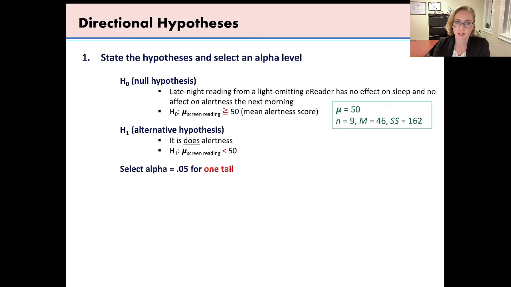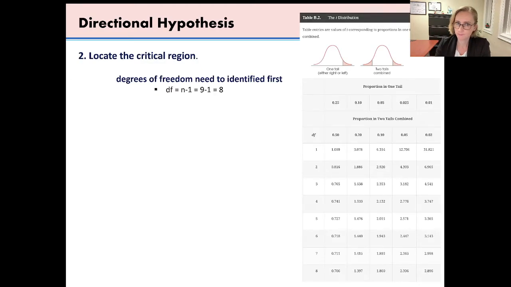You select an alpha level and one tail because it's your directional test, right? So you're going to be looking up a different column in the t distribution because we're not doing two-tailed, we're doing one-tailed. First, I have to locate your degrees of freedom. So if your sample is 9, that'll be 8. So we look here, proportion in one tail that corresponds to 0.05, and we run down until we hit 8, which is going to be 1.86.